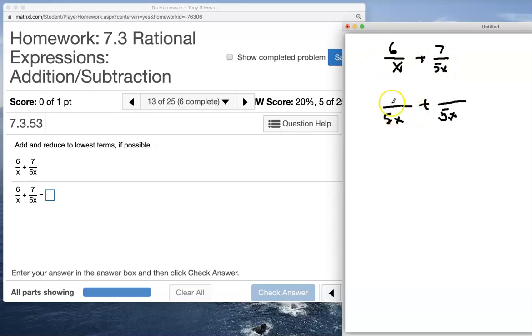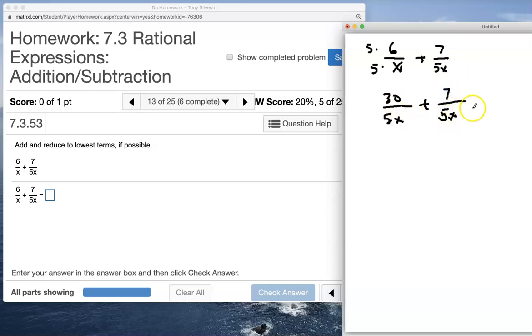Now we have to adjust our fractions. Okay, so I gotta multiply the bottom of this fraction by 5. To get the 5x, I got to multiply the top by 5 to get 30. And look at this. This didn't really change from going from here to the same denominator, nothing changed.